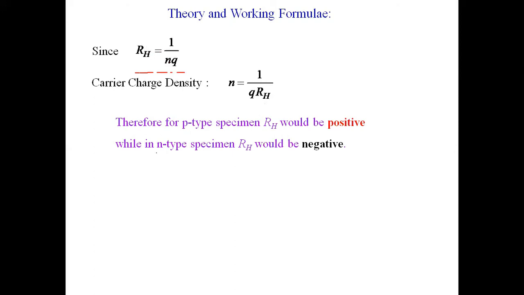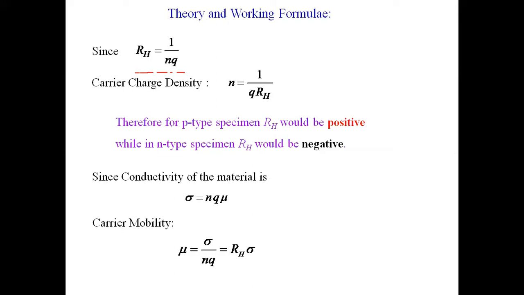So what we'll do, we'll determine RH, and check whether RH is positive or negative. If RH is positive, we'll say the semiconductor is p-type. If RH is negative, we'll say the semiconductor is n-type. And if we know RH, with the help of conductivity, we can also calculate mobility. We can find out the charge density from this expression and so on.